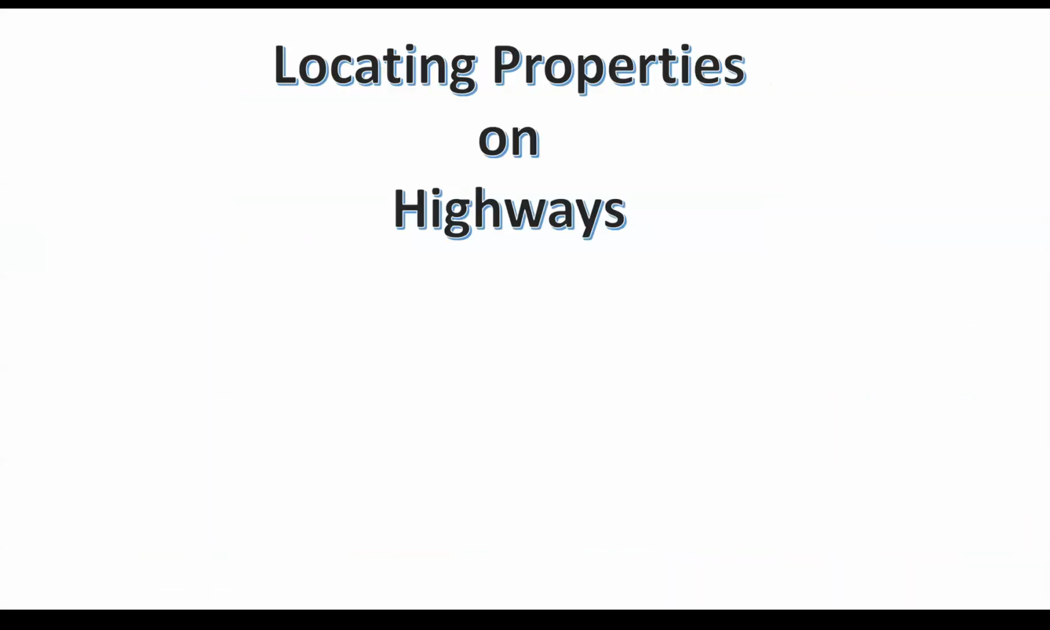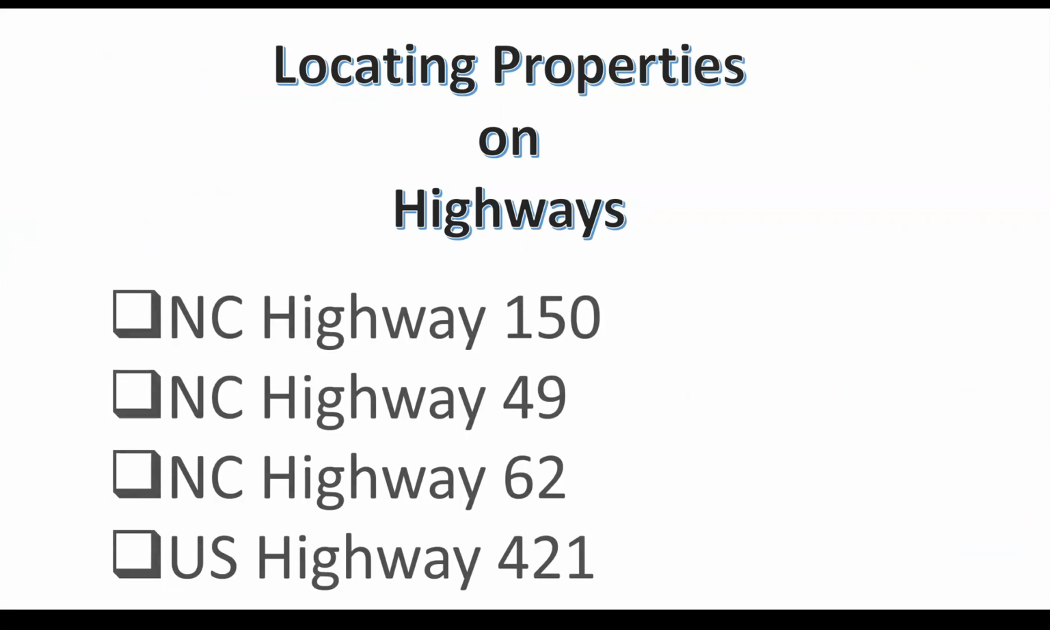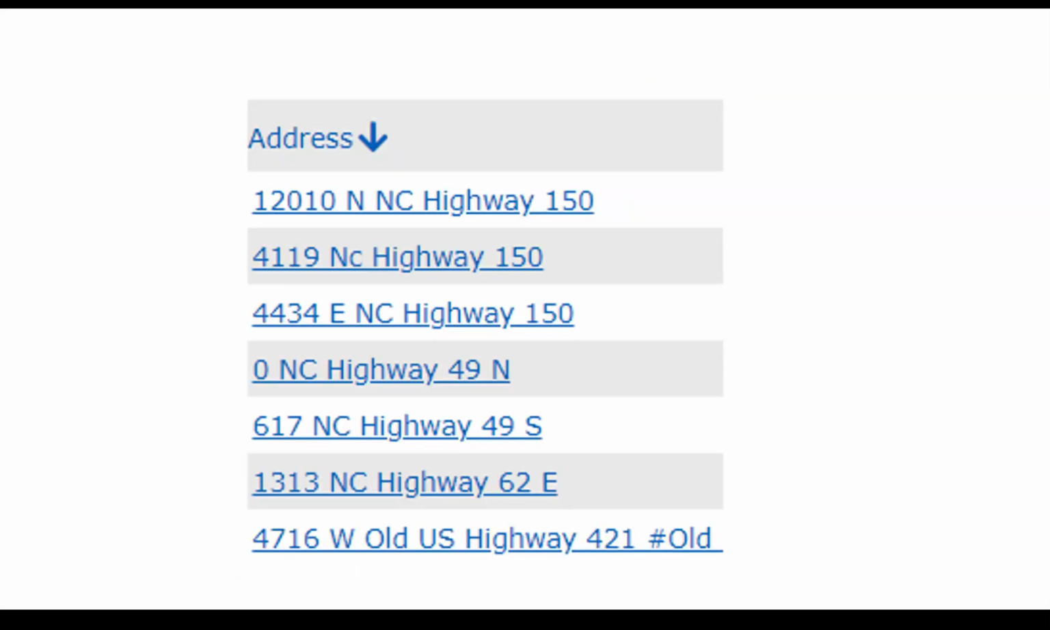How to locate properties that are on highways. In the Triad, we have many highways, just a few: North Carolina Highway 150, 49, 62, and U.S. Highway 421. Here is a very important tip to remember. You will never be able to guess how listing agents have entered the street name for any of the highways. Take a second and look at just a few of these examples.